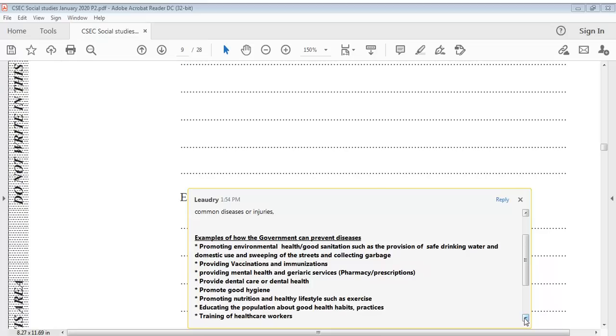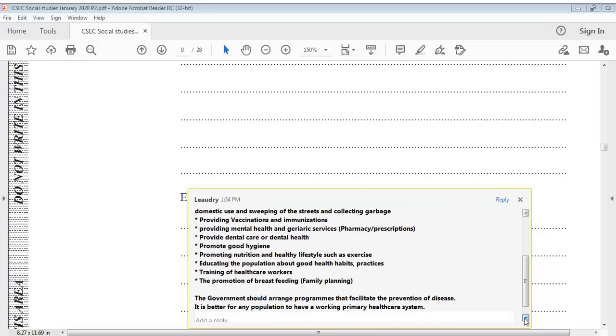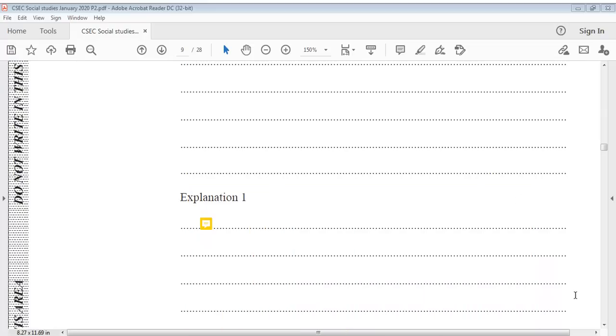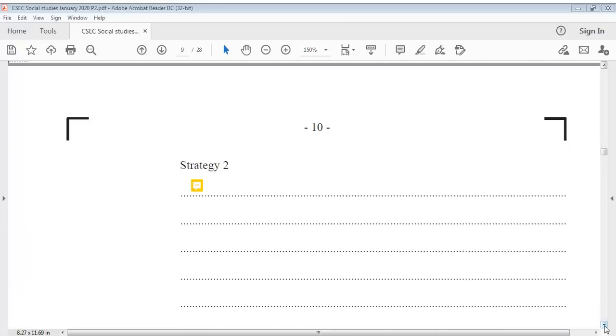Also primary dental care, which the government would ensure is available, and they would also promote good hygiene, good nutrition and a healthy lifestyle, such as exercising. And really, providing different programs that facilitate the prevention of these diseases. So this is one of the main functions when it comes to providing primary health care, to make sure that this is available. The government will spend quite a lot on the first part of the population to ensure that a good healthcare system is put in place.